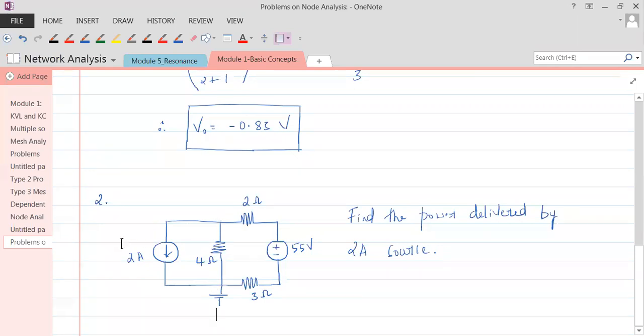Okay, so they have asked us to find out the power delivered by the 2 ampere source, but before we find that out, unless we have found V naught, we cannot do that. So by node analysis, we have to say by node analysis, otherwise the question is incomplete. Earlier we used to do this by mesh analysis. All the problems can be solved by node analysis or mesh analysis. It's not that if it is to be done by node analysis, it cannot be done by mesh analysis. Any problem can be solved by any method.